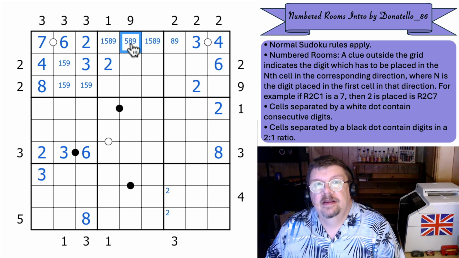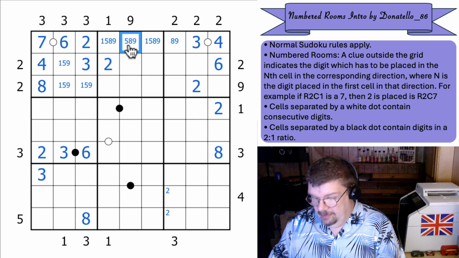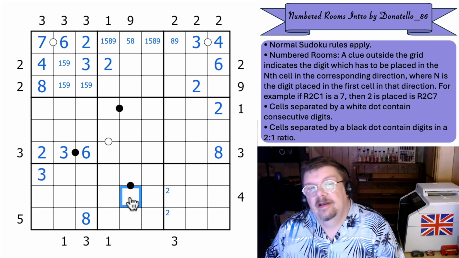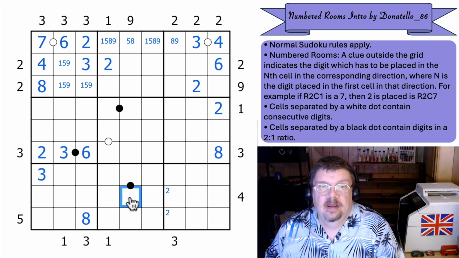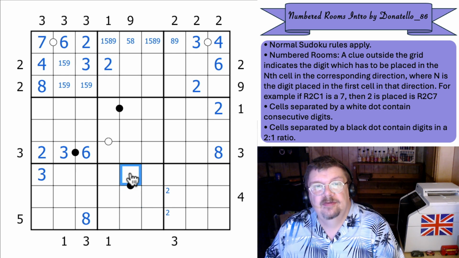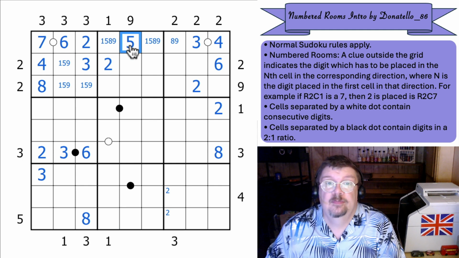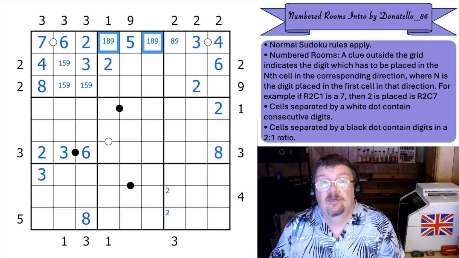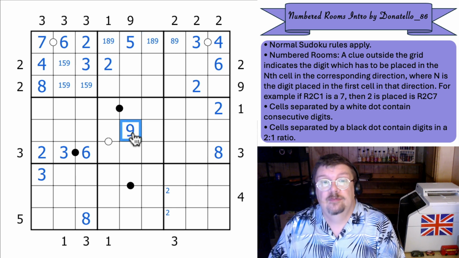I can eliminate 9, because if I put a 9 there, it would be telling us to place a 9 in the 9th cell down in that column, and I'd have 2 9s in the column. If this were an 8, it would be telling us to place a 9 here, but I can't place a 9 there because neither 4.5 nor 18 are valid Sudoku digits to place there. So that can't be an 8, that must be a 5. And I can remove 5 from those cells. So that's where the 9 goes.